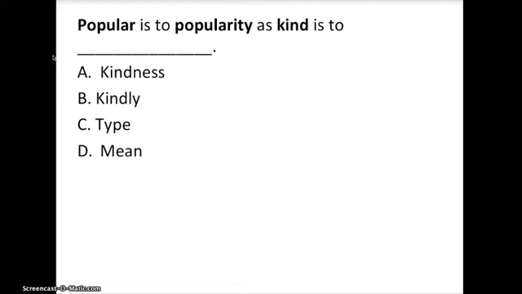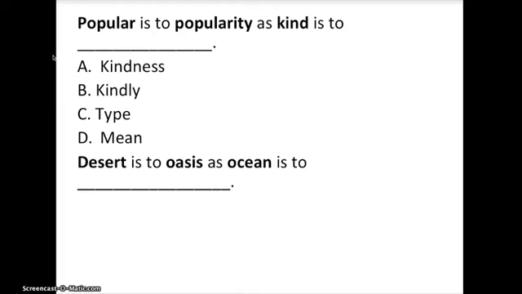Popular is an adjective, popularity is the noun. So if we go kind adjective to kindness noun, we talked about noun endings the other day, so that should make total sense. Desert is to oasis, as ocean is to sea, to water, to sand, or to island. An oasis is in the middle of a desert, and an island is in the middle of the ocean, and they are kind of opposites of one another in many ways.